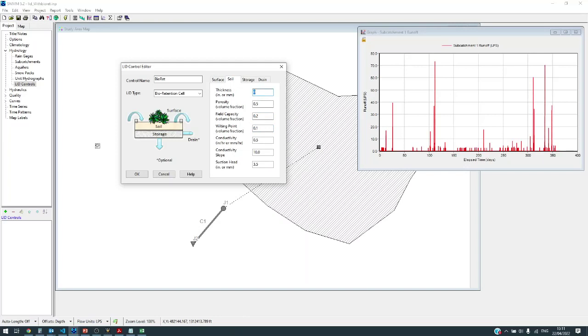Now let's go to the soil properties. The thickness of the soil is 400 millimeters, as we discussed. Porosity, we leave as it is, 0.5. Field capacity, 0.2. Wilting point, 0.1. Typical values. Conductivity, let's put a value of about 120. I'm going to go for a really sandy soil here. You can look at the soil characteristics tables to get these values. Conductivity slope is usually a value around 30. Suction head, say about 45.